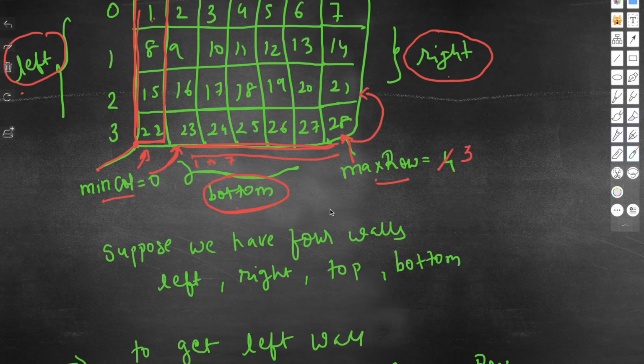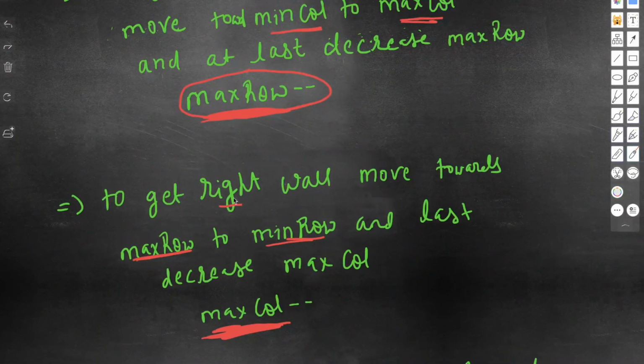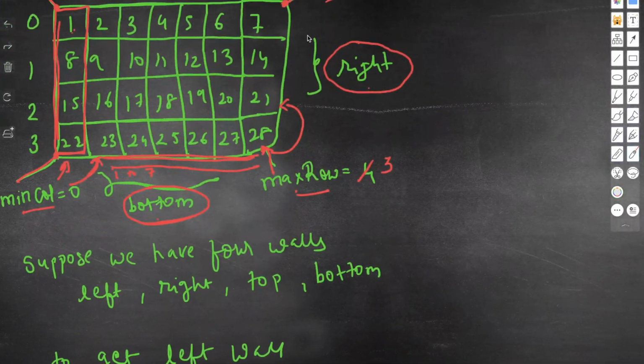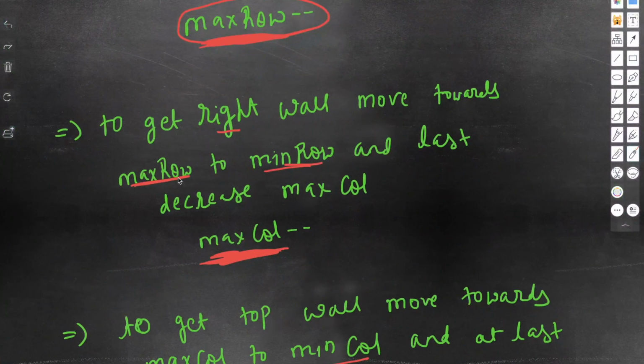Fine, okay. Now what we have to do to get the right wall value? This wall, now we are getting a value for this wall. Okay, this is our right wall. To get the right wall value, move from max row to min row, and at last decrease the max column value.